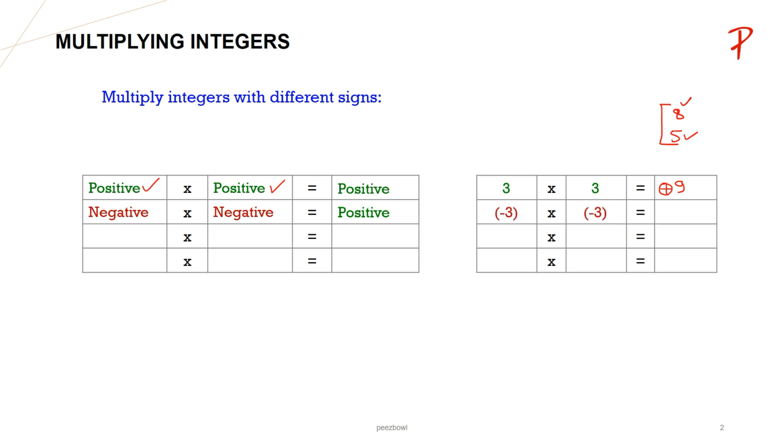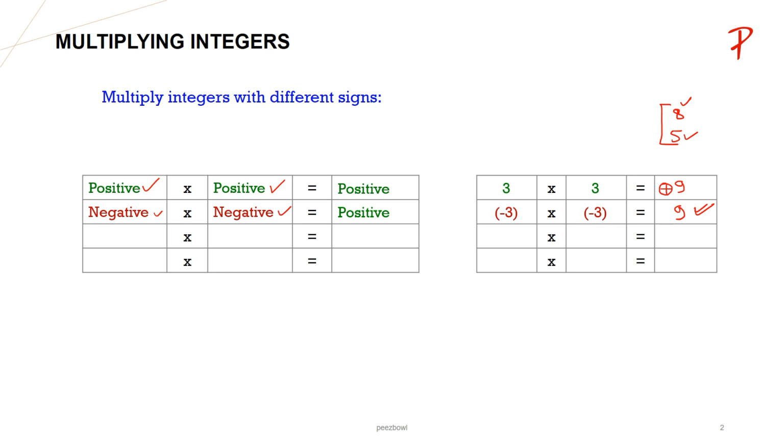Here minus 3 is multiplied by minus 3 and both these integers are negative integers, right? So here first we are going to multiply 3 and 3, that is 9, and because we are multiplying two negative integers, the result of this multiplication is going to be a positive number. So minus 3 multiplied by minus 3 is 9 and not minus 9.